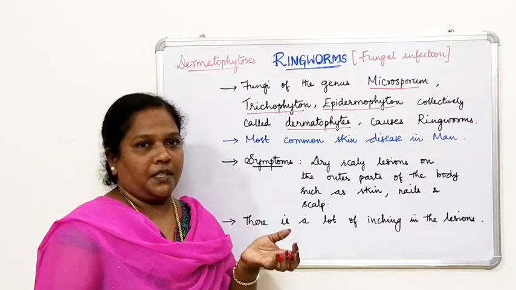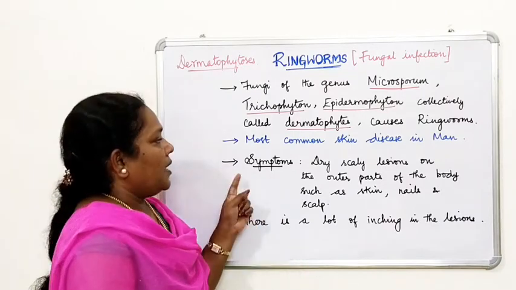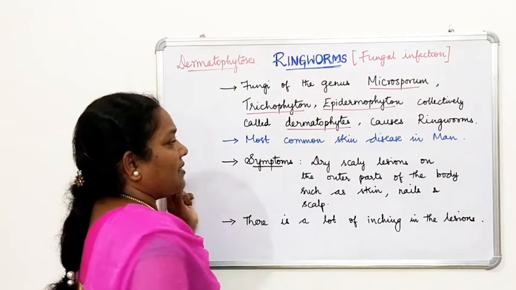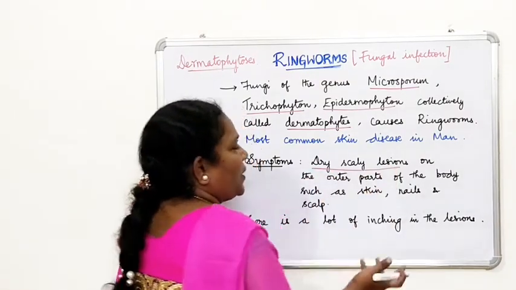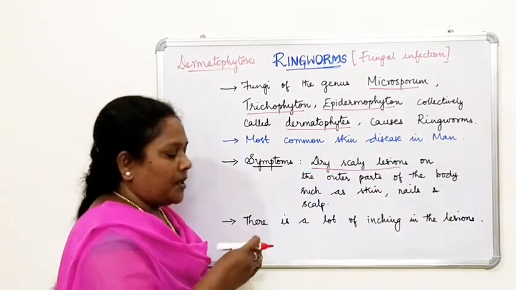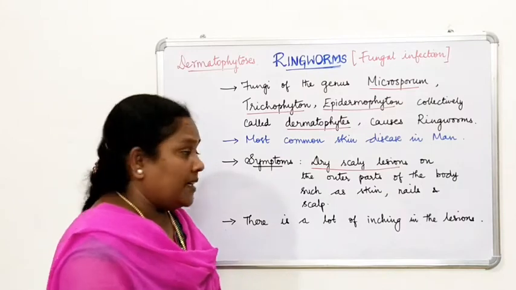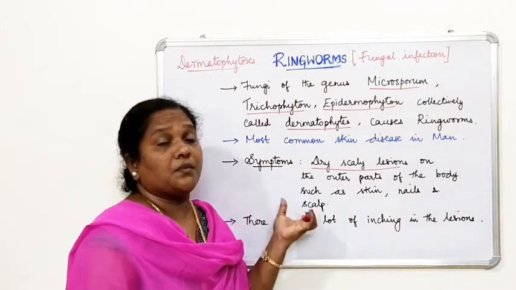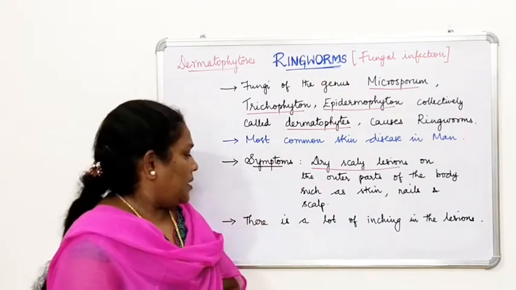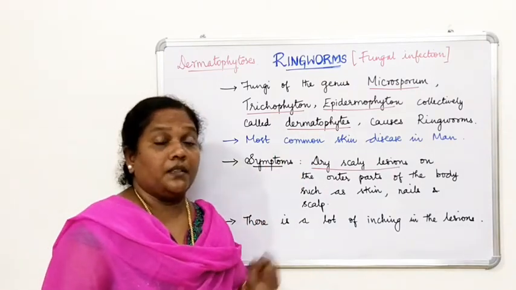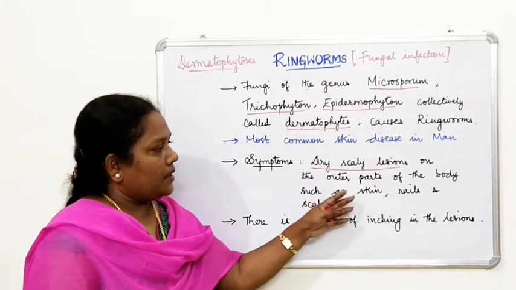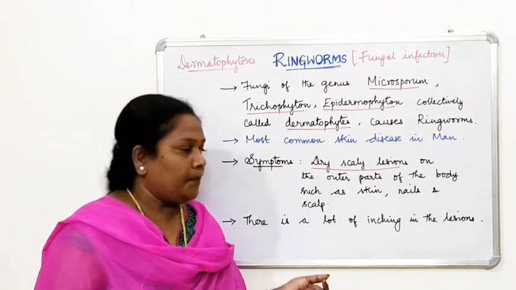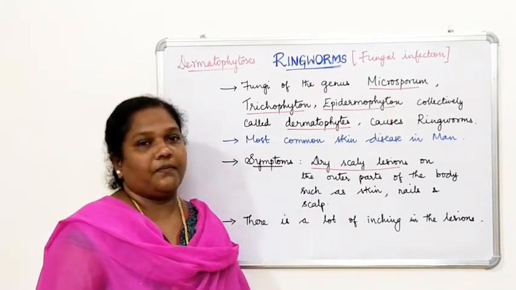You would be very familiar with this ringworm disease. And what about the symptoms? Dry scaly lesions will be there. Where? On the outer regions of the body, right? When you look at the skin and even nails and even scalp, right? So dry scaly lesions are the main symptom you can see in ringworm. And there is a lot of itching in the lesions. Wherever these lesions are found, either in skin or nail or scalp, there will be a lot of itching.